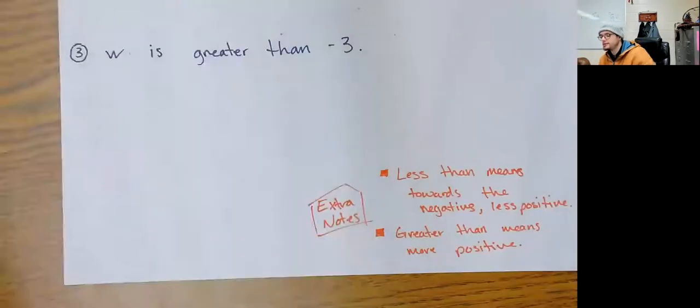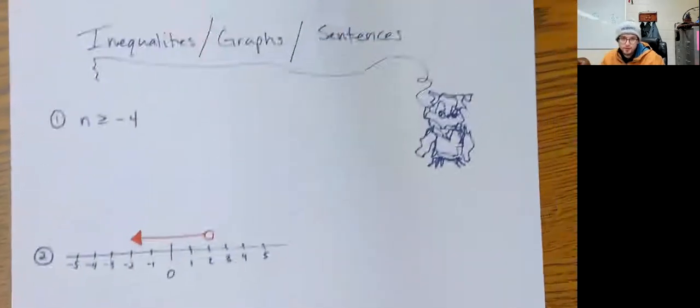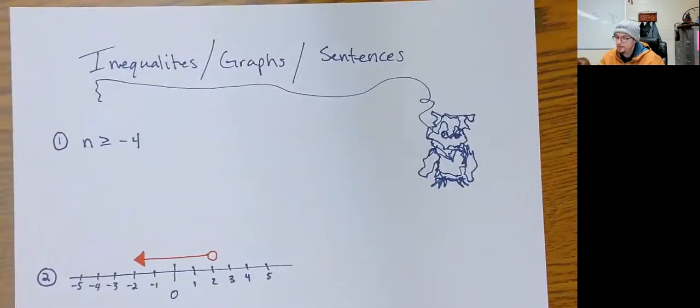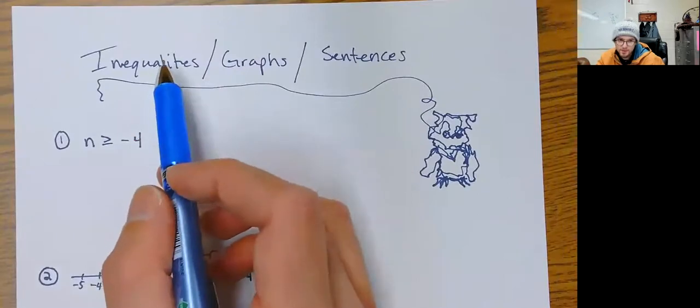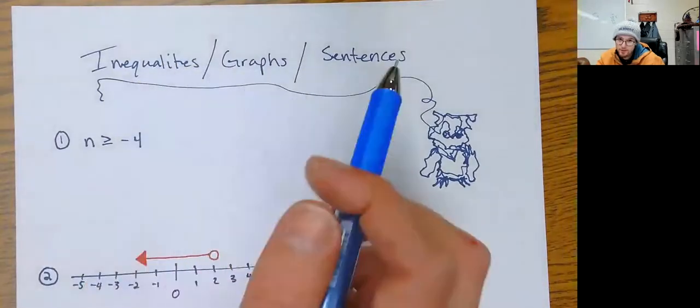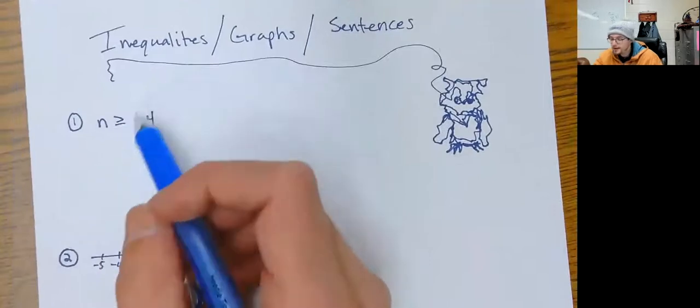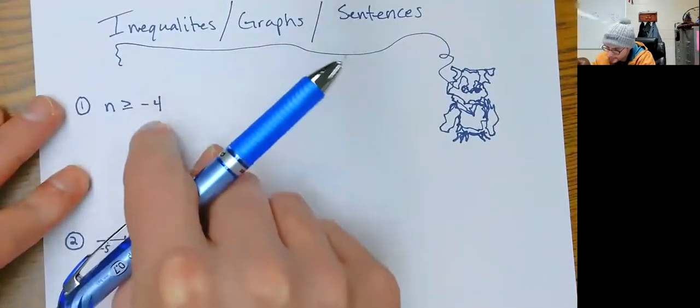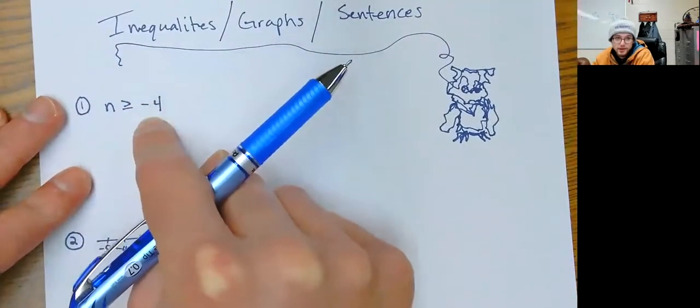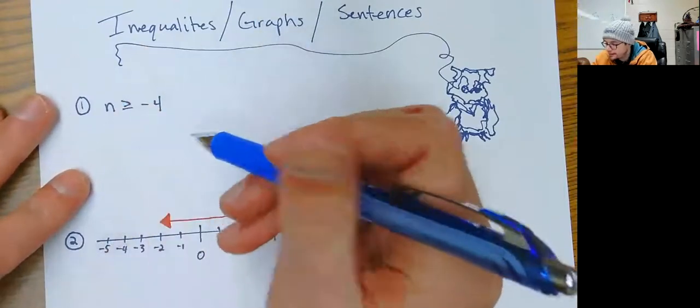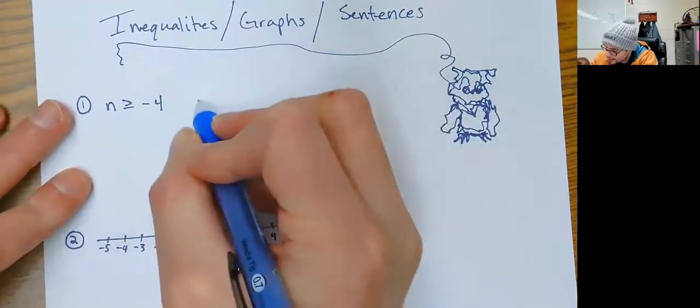But yeah, so let's move on to this now. The two things that you should be able to do, from any inequality, you should be able to find the equation, the graph, the sentence. So if you're given the inequality, the equation form of it, you should be able to graph it.